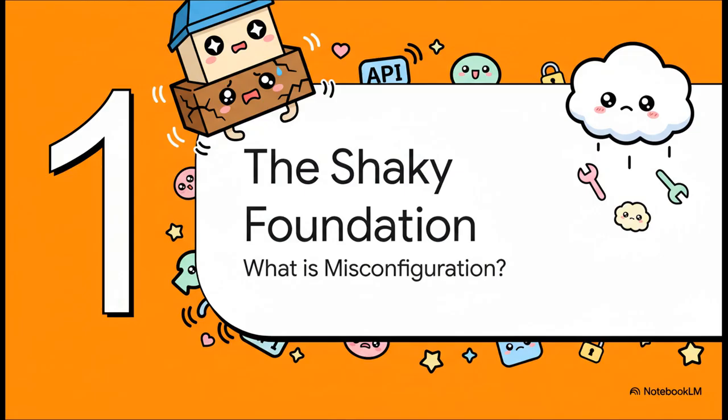What exactly is a security misconfiguration? Well, imagine your whole API infrastructure is like a giant skyscraper. A misconfiguration is like finding out the entire foundation was built with the wrong stuff. I mean, it might look perfectly fine from the outside, but it's fundamentally unstable. It's a disaster just waiting to happen.